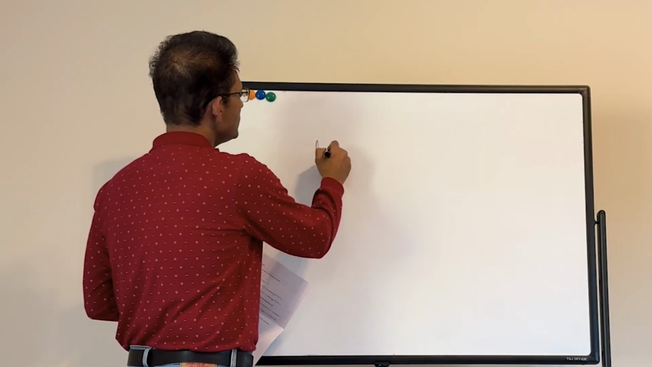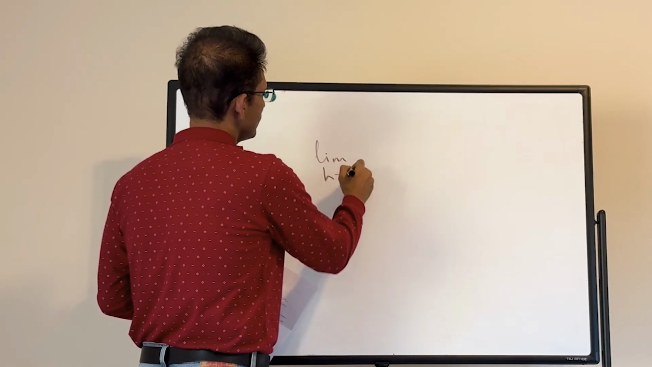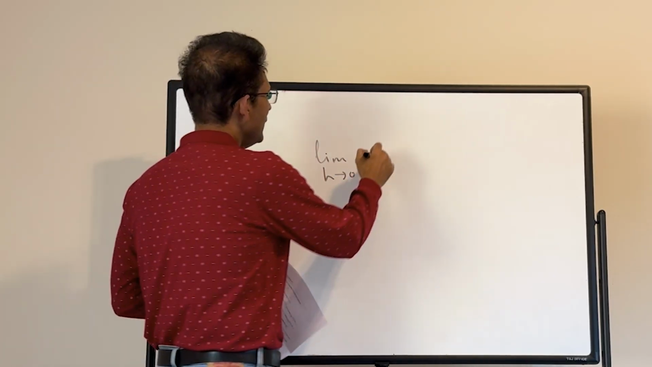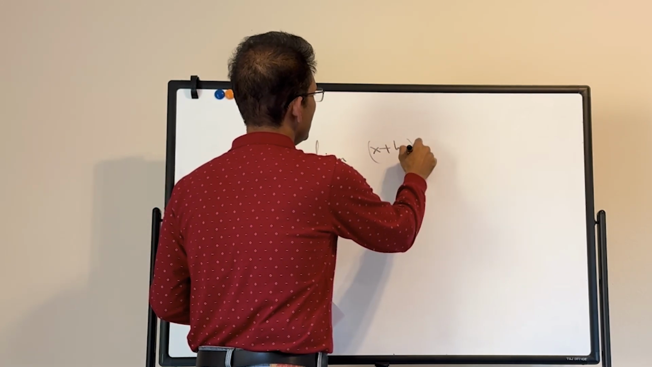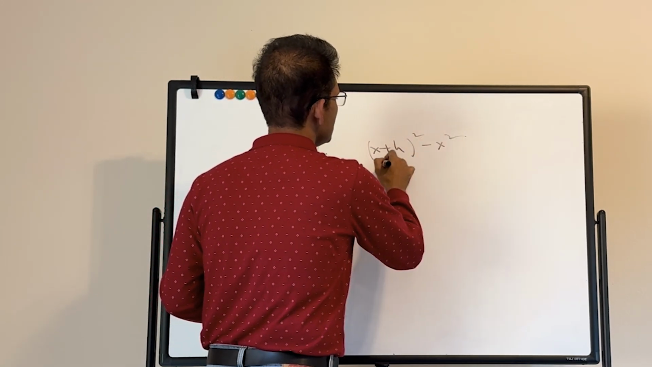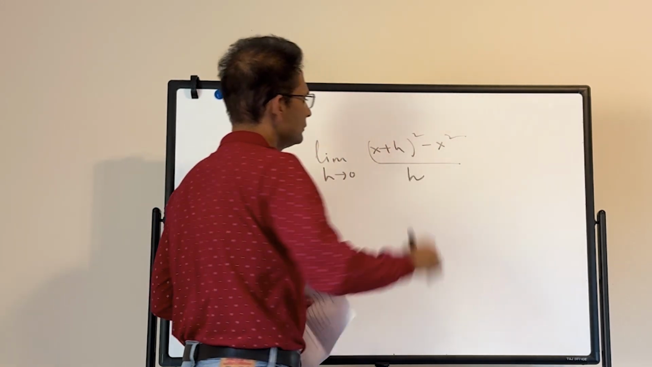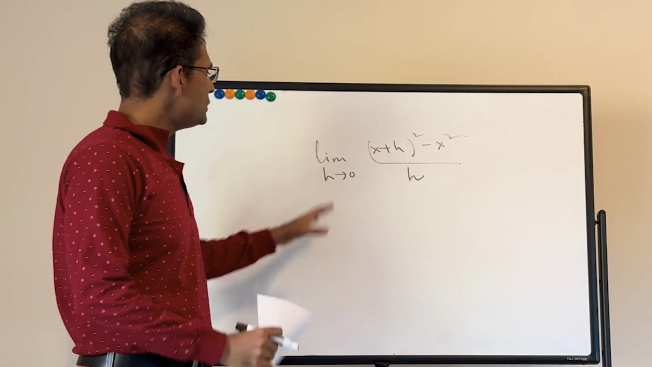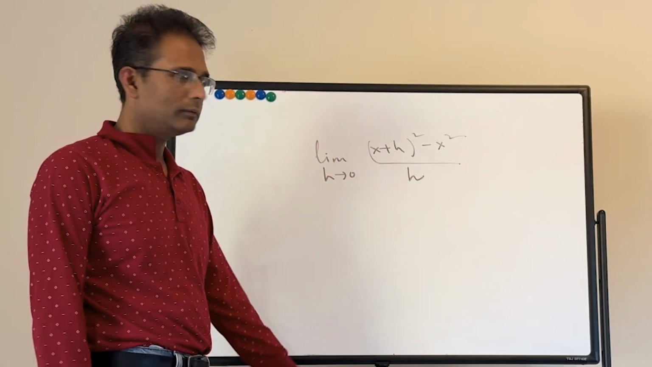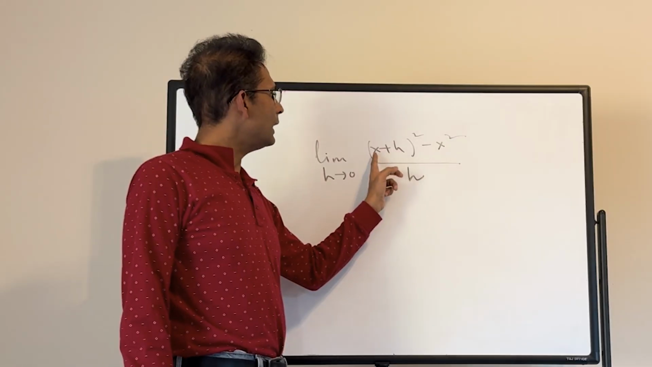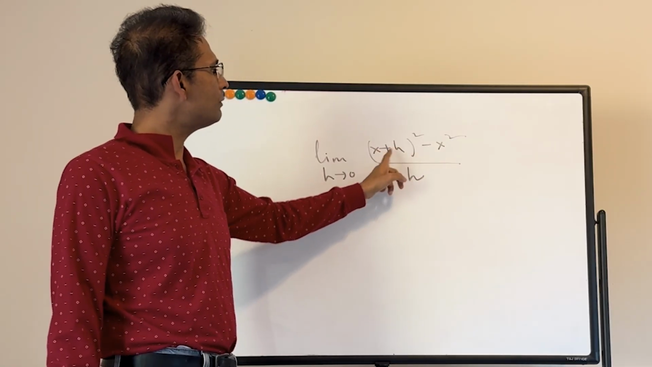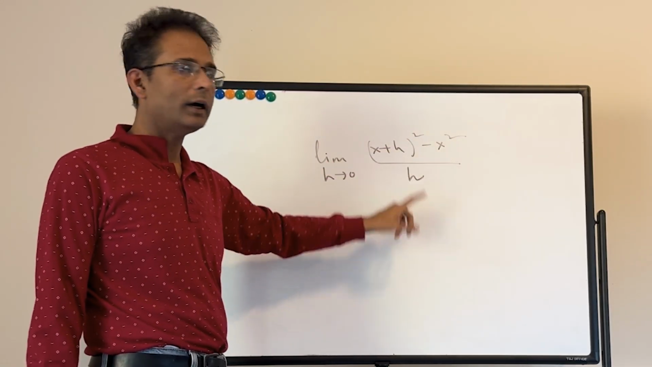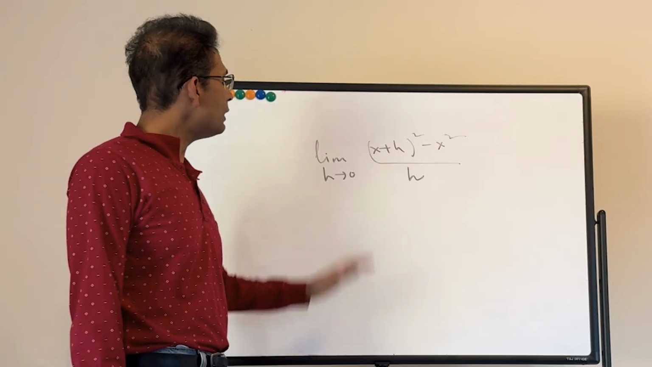So for example, let's say you're trying to find the following limit: limit h goes to 0, (x plus h) squared minus x squared, divided by h. Here h is a variable that goes to 0, and in the numerator you have (x plus h) squared minus x squared, and in the denominator you have h. How would you find this limit?